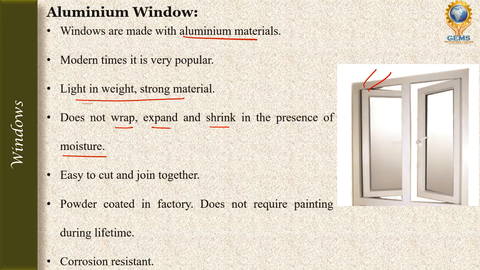And it can be powder coated in the factory. The aluminum will be powder coated so that it does not require any painting during its lifetime, and these windows are also corrosion resistant. So these are the properties of aluminum window.